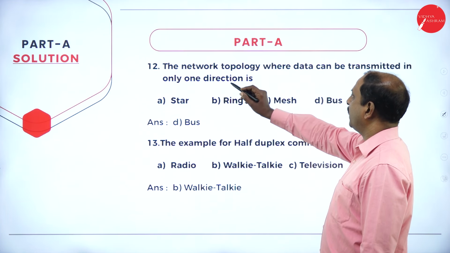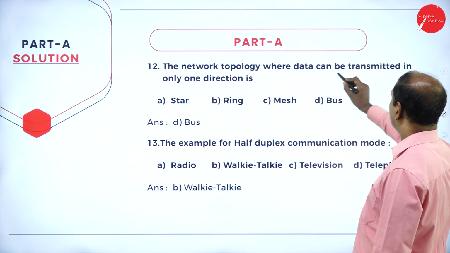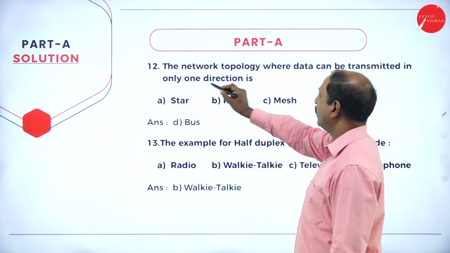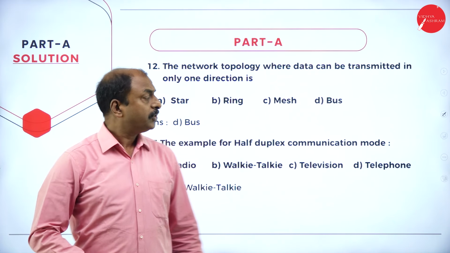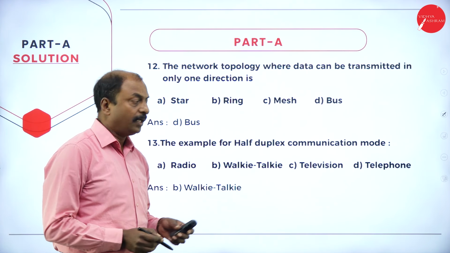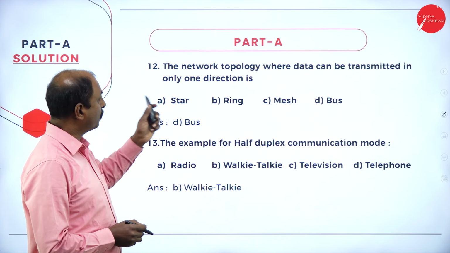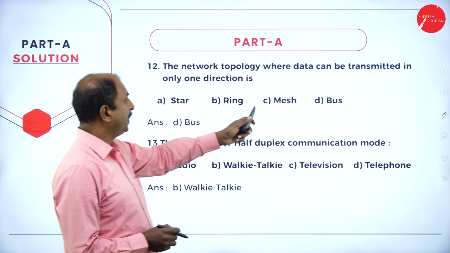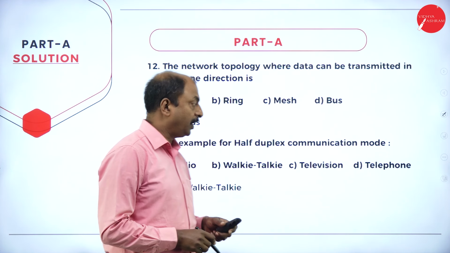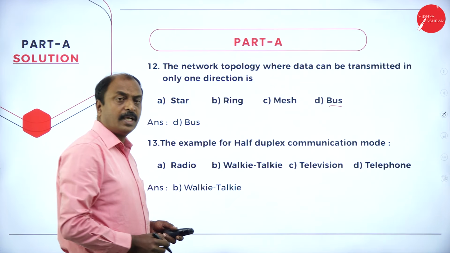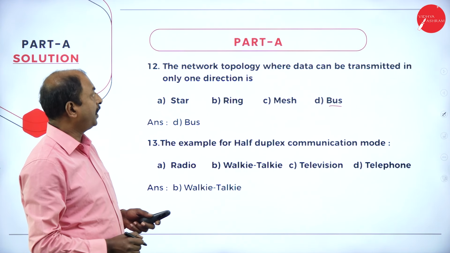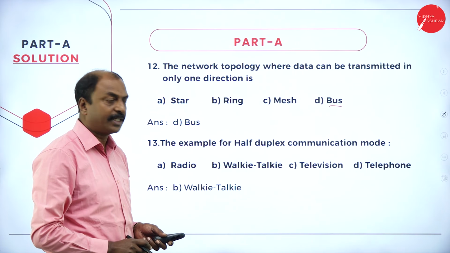12th one, the network topology where data can be transmitted only in one direction. Now we have learned the definition of topology and also different types of topology. So here options are star topology, ring topology, mesh and bus topology. So answer is bus topology. So in bus topology, the data is transmitted only in one direction, that is unidirectional.